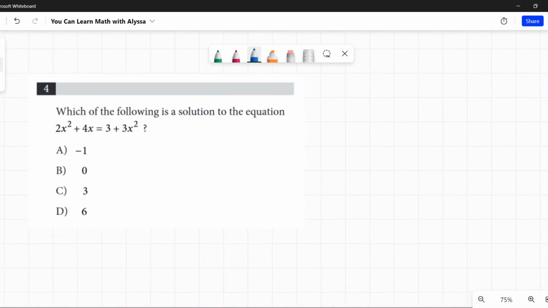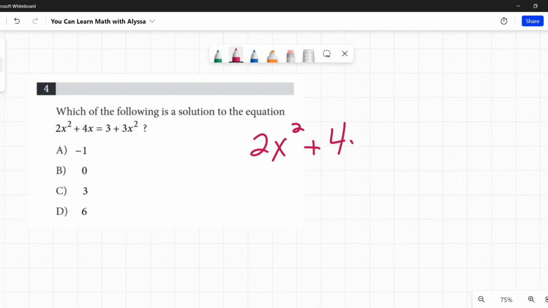Number 4, which of the following is a solution to the equation 2x squared plus 4x equals 3 plus 3x squared? I'm going to rewrite this. Anytime I have quadratics, the first thing you want to do to solve them is get everything on one side and have it equal to 0.